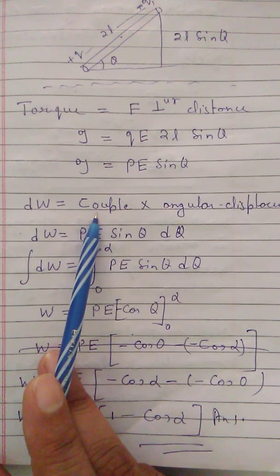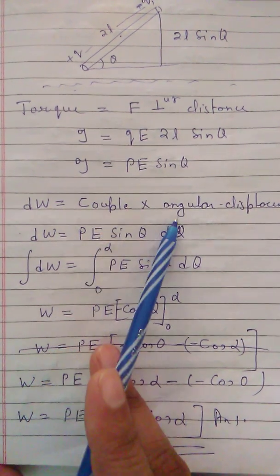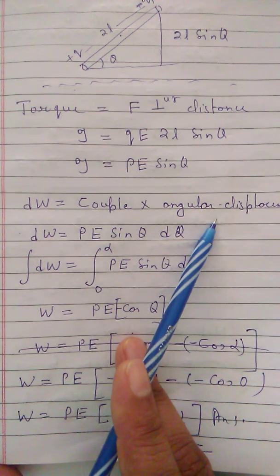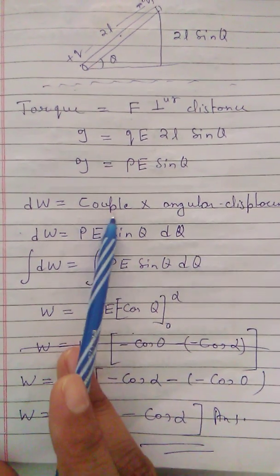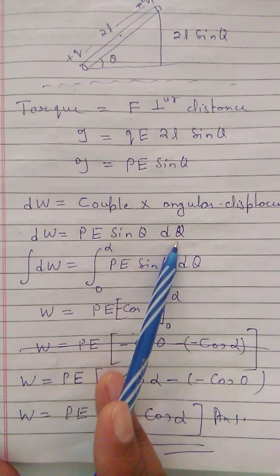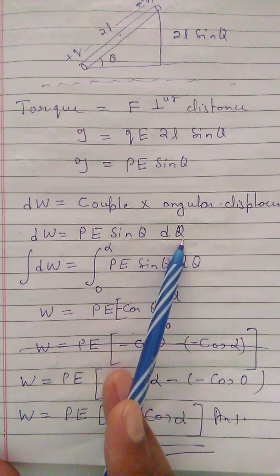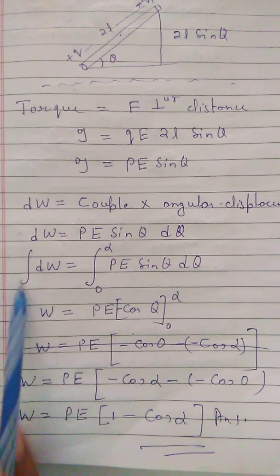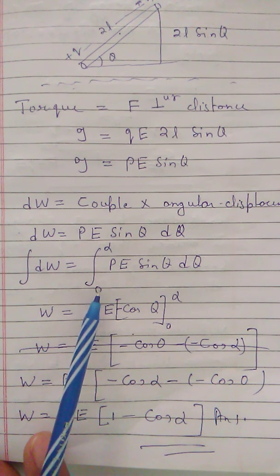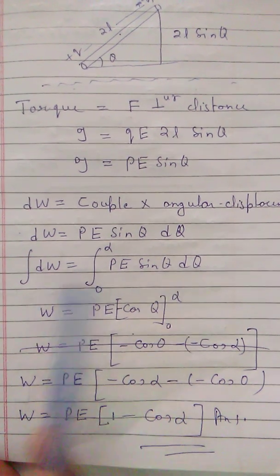Now work done is equal to torque, or you can say couple, into angular displacement. The angular displacement, let us take it as d theta. So how much is the couple? PE sine theta. So we have put in the value PE sine theta. The angular distance, let us suppose, is d theta. So we have to calculate the total W, so we have to integrate this, putting the limits 0 to alpha.